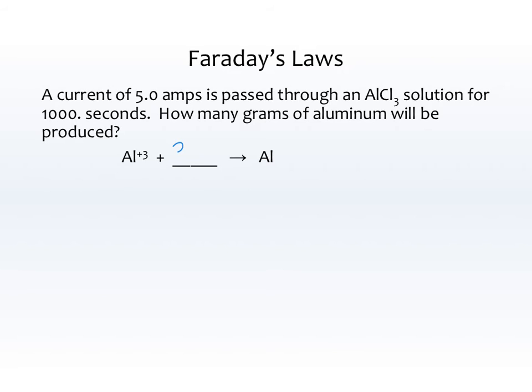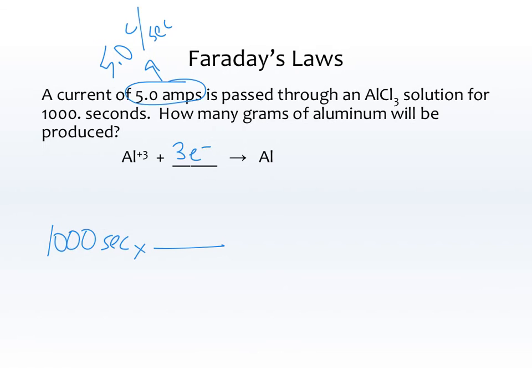Al plus 3 electrons makes Al. 5.0 amps is the same thing as saying 5.0 coulombs per second, and then 1,000 seconds. So I'm going to start with 1,000 seconds. And 5.0 coulombs per second is the number of amps that we have. And coulombs goes on the bottom. Okay, so what do I know about coulombs? Faraday's constant says 96,500 coulombs is 1 mole of electrons.